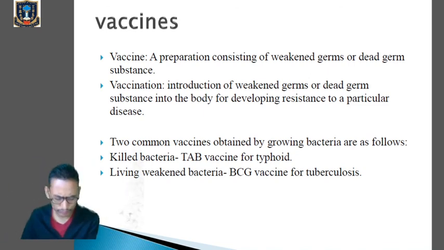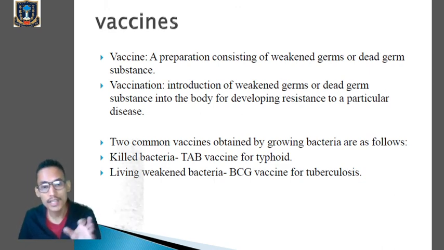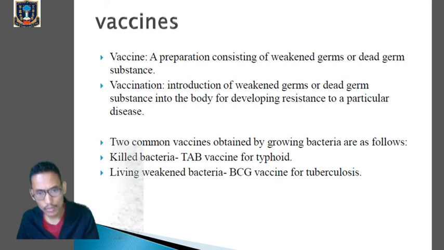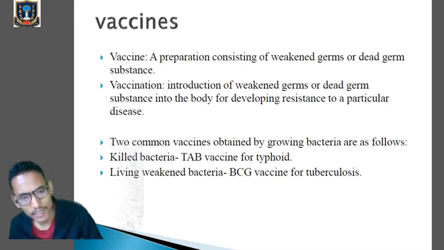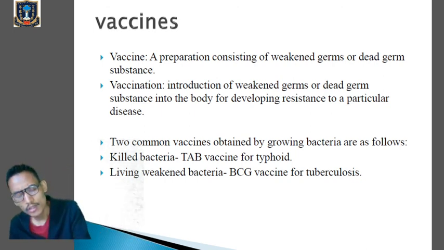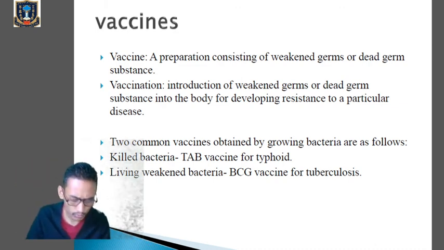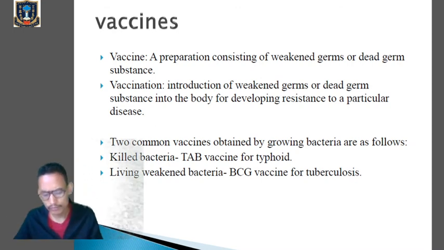Now, two common vaccines obtained by growing bacteria are the TAB vaccine for typhoid, where we use killed bacteria, and the BCG vaccine for tuberculosis, where we use living weakened bacteria. So today we have simply discussed the use of bacteria in the production of medicine. In the next class, we will learn about the role of bacteria in agriculture. Then we'll learn about the role of bacteria in industry also, and in the production of household products.